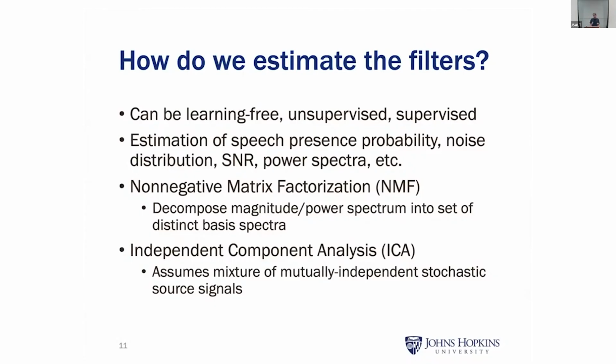Some things people do: you can estimate the speech presence probability, meaning the likelihood that an STFT bin is going to have speech. You can estimate the distribution of the noise, maybe the signal to noise ratio, or the power spectrum of the speech. There are a lot of different things you can estimate and approach these problems from. I also wanted to call out non-negative matrix factorization and independent component analysis as two traditional pre-deep learning methods that were popular. Non-negative matrix factorization tries to decompose the spectrum into different sources. And ICA is a stochastic model where we assume we have multiple signals that are being mixed.